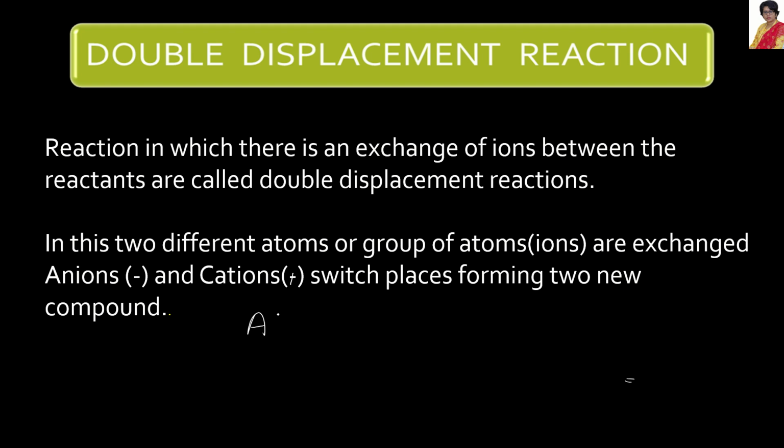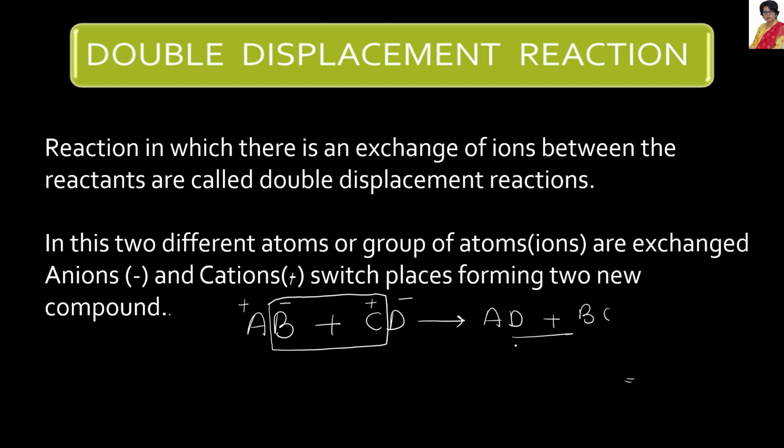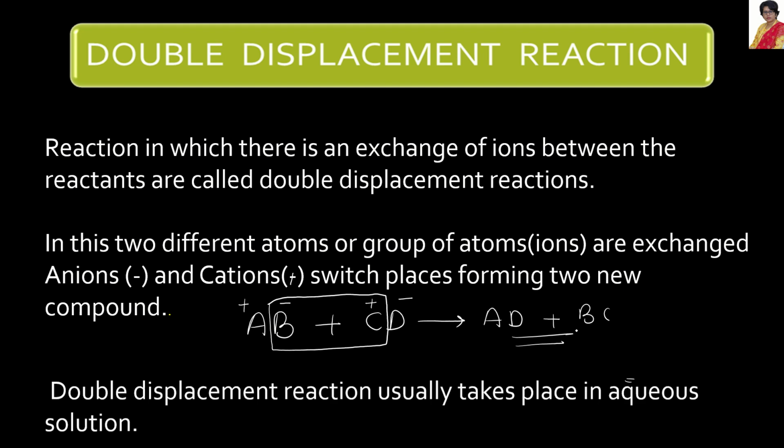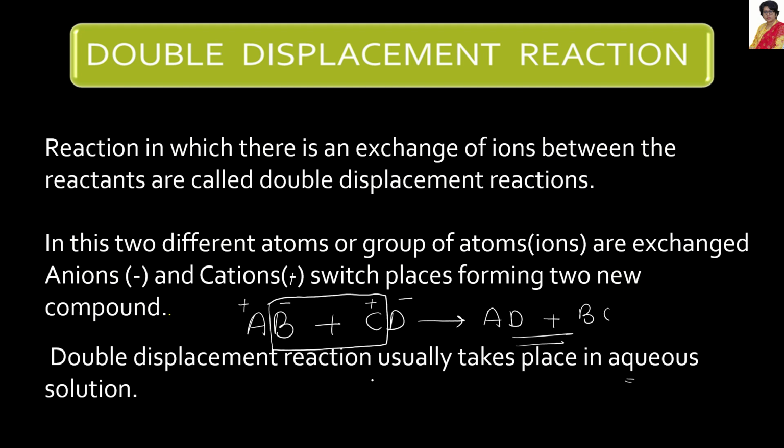For example, AB plus CD is the reactant. AB will dissociate into A plus and B minus ions. CD will dissociate into C plus and D minus ions. So there is a mutual exchange of ions between the reactants and we will get AD plus BC, two new, different products. Double displacement reactions usually take place in aqueous solution.